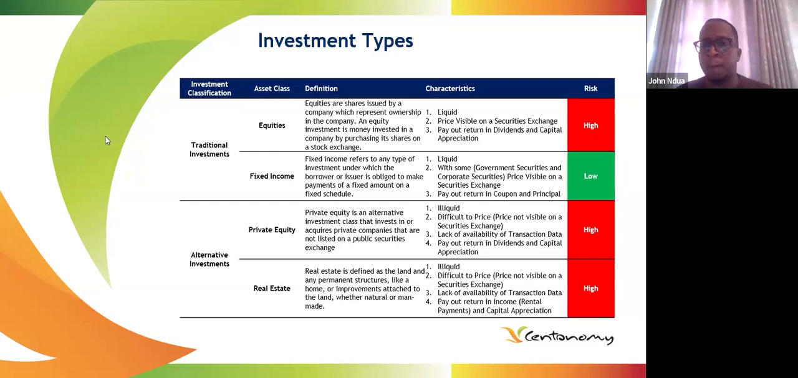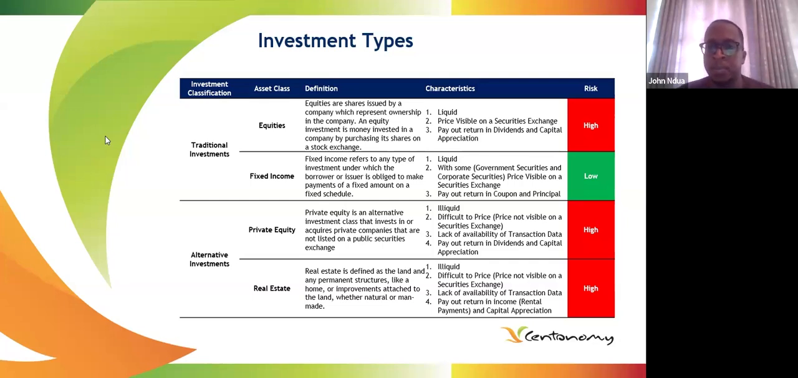The second feature, the price is visible on a securities exchange. What do we mean by this? If I want to buy shares of a particular company, I don't have to do my own personal valuation. I can actually go to the market and see the price at which it's being bought and sold. And the securities exchange is very transparent in the sense that you can go back up to the point where the company was listed and see the daily price of that particular company. So it's not only visible today, you can also see the historical data.